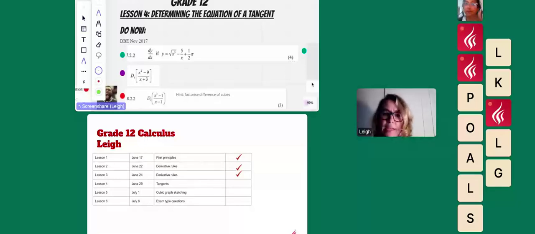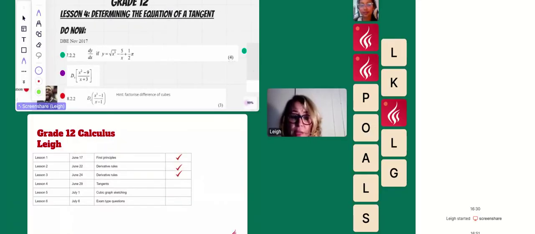Please don't be afraid to use the chat. It's a really nice way for you to communicate with me if you don't understand, or if you want to answer something, or if you want to ask a question, you're welcome to unmute yourself and ask, or if you prefer to put it in the chat, that's also not a problem.